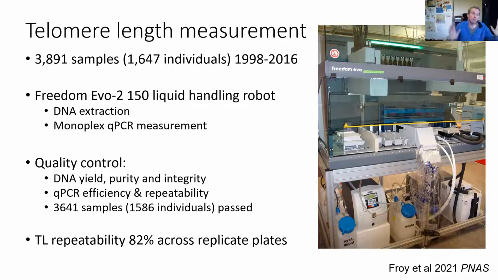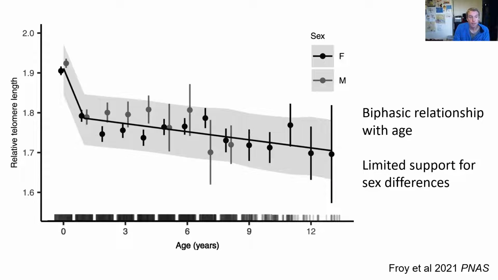So what I'm going to show you is some of the analyses that Hannah did and that we published recently based on this data set, which really build towards understanding this relationship between telomere length and survival. So first, Hannah looked at the relationship between telomere length and age. And here we find an association that's consistent with the pattern we see in humans.